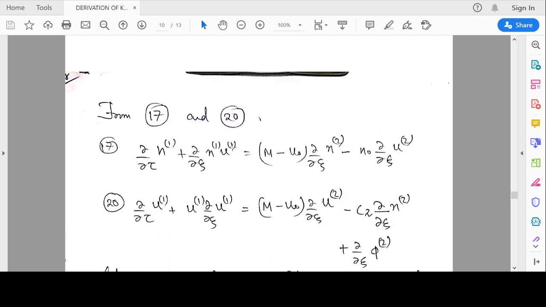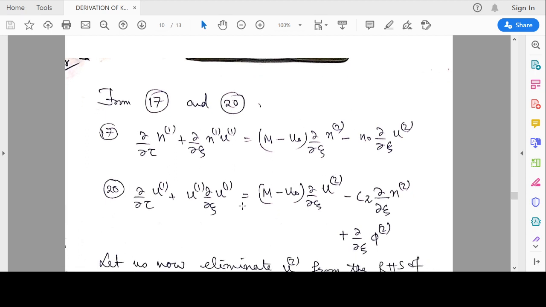Okay, now from these two equations, 17 and 20, that is the second order equations, or epsilon to the power 5 by 2 equations in the continuity and momentum, you write it like this. Now you see on the left hand side you have got all first order terms, on the right hand side you have got all the second order terms. Now in order to eliminate these two, you have to multiply n0 with this one. It is minus and it is plus, so you multiply with n0 and multiply this one with minus u0.